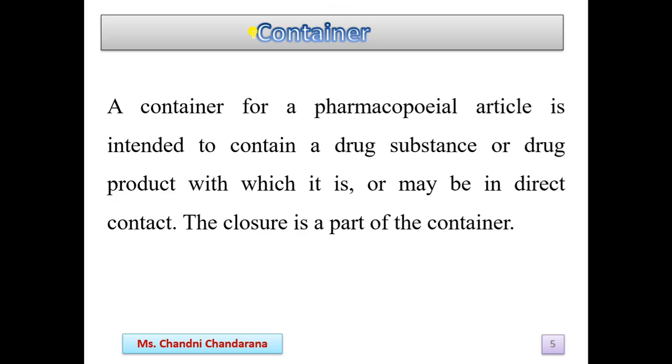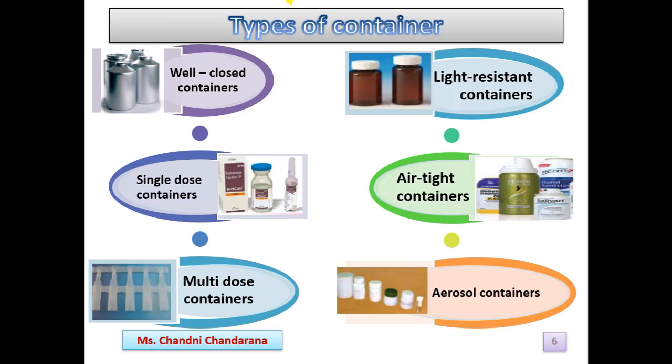Now we will see what is a container. A container for a pharmacopoeial article is intended to contain a drug substance or drug product with which it is or may be in direct contact, and the closure is a part of the container. When we talk about the difference between container and closure, the closure is obviously part of the container, and the container holds the drugs. Now we will see the types of container. There are generally 6 types of container. Here it is very clear by the pictures.